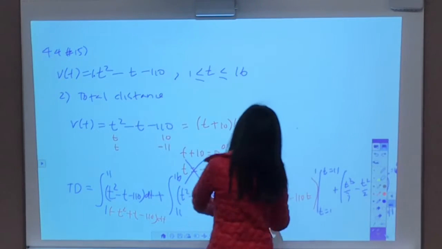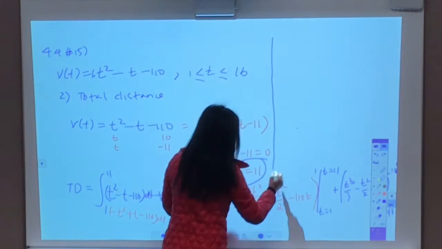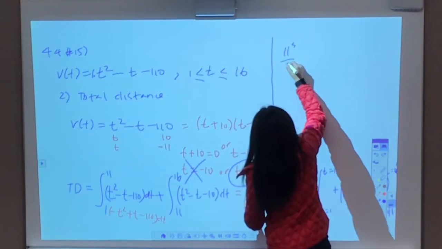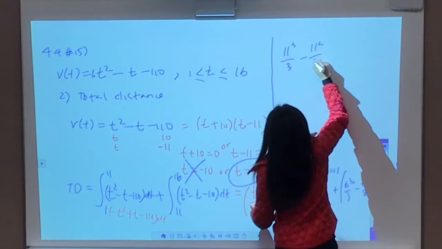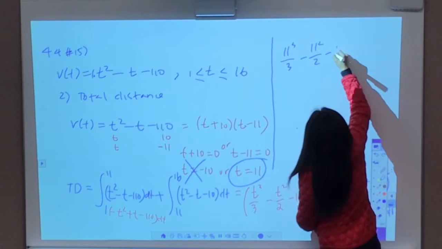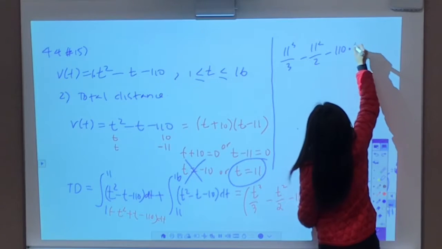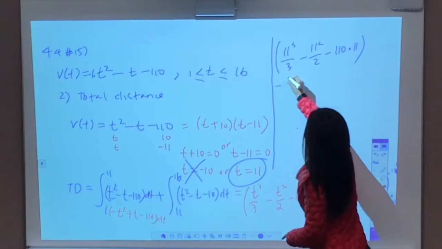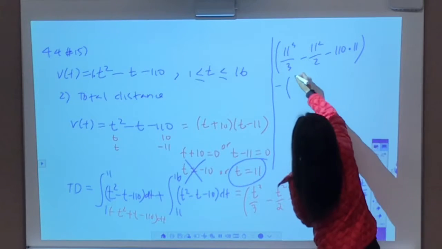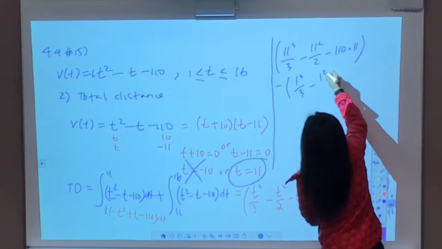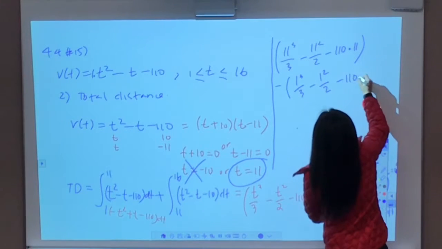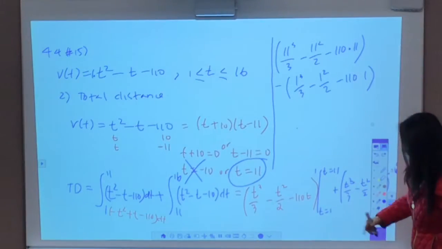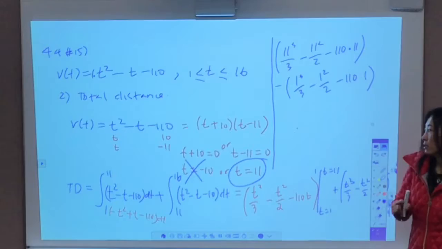All right, so do this one. This one gives me, then I'm gonna do what? 11 to the third divided by 3 minus 11 squared divided by 2 minus 110 times 11. Right? And then minus what? 1 to the third divided by 3, 1 squared divided by 2, 110 times 1. Tell me what that equals. Is it minus or plus? The minus right here. Oh, okay.